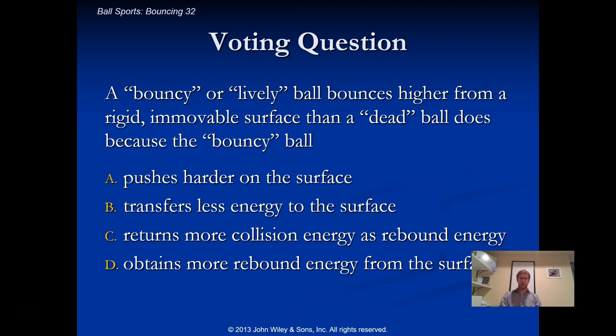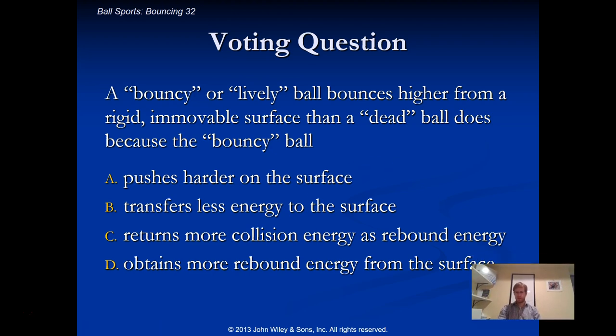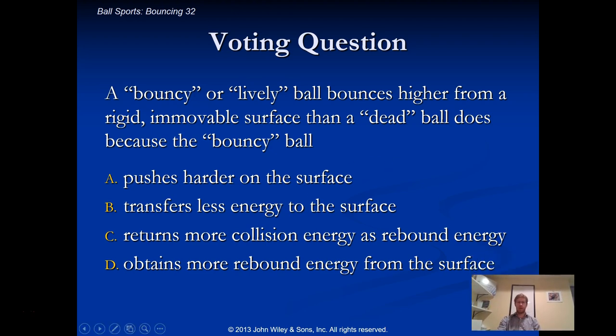So the last question, just to recap some of these things, make sure you understand before we wrap things up. It tells us that you have a bouncy or lively ball, okay? And it bounces higher from a rigid, immovable surface than a dead ball does. So if you remember, I had those two bouncy balls, actually six of them, but there's one that's bouncy and one that's not, right? I made you guess and they felt kind of similar. Why is it that the bouncy one bounced higher than the other one? What was the difference? Vote for your best answer. A, B, C, or D?